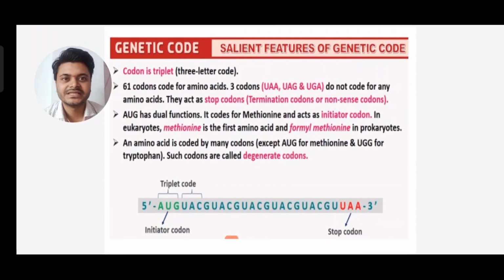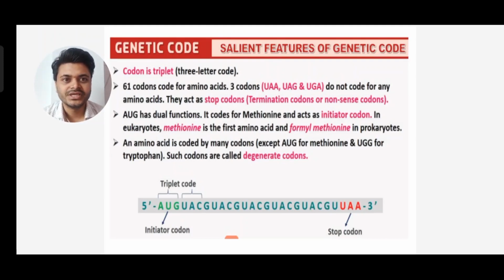Now these are the salient features of the genetic code. Codon is a triplet, that is a 3-letter code. There are a total of 61 codons that code for amino acids. Three codons, that is UAA, UAG and UGA, out of the 64 codons, act as stop codons, that is termination codons or nonsense codons. So a total of 64 codons are there, out of which 3 are stop codons: UAA, UAG and UGA.